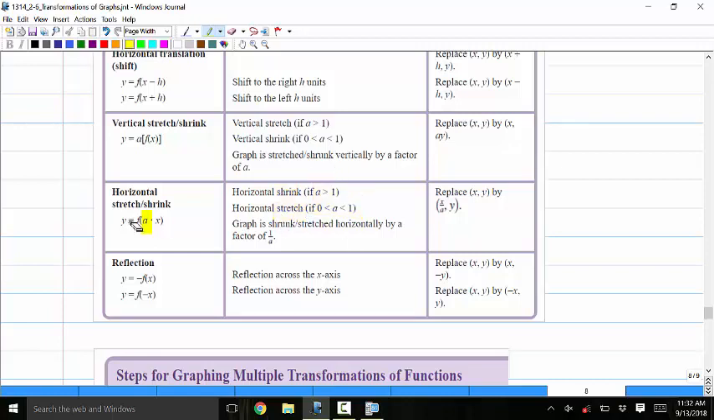Last but not least, the reflections. If you stuck a negative out in front of the parent graph, like negative x squared, everybody with your arms, you say x squared looks like this. So what does negative x squared do? It drops it down. It reflects it over the x-axis. If you did f of negative x, so the negative's inside with the x, that flips it over the y-axis.